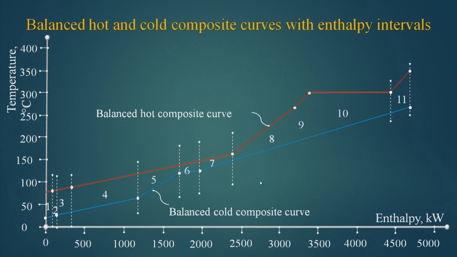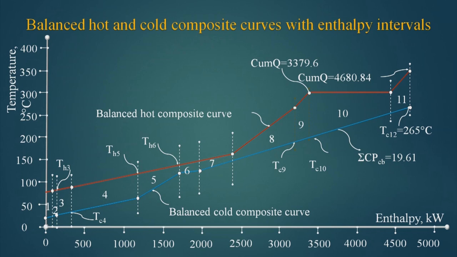So, we will see how this technique should be used. Here we see that this can be divided into 11 enthalpy intervals, and there are some temperatures which are not known, like TC12 is not known, TC10 which corresponds to this is not known, TC9 is also not known. But we know the summation Cp value of this interval. So, based on the Cp values, we can calculate the temperatures using the linear interpolation method. So, these values are not known, and we have to compute these values.